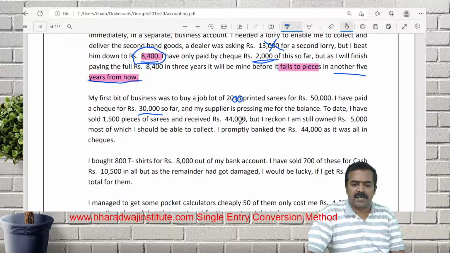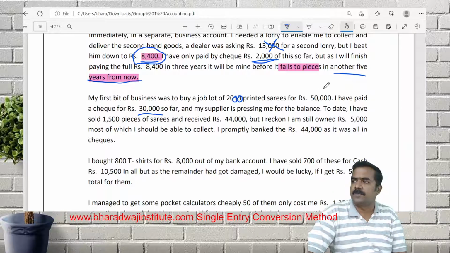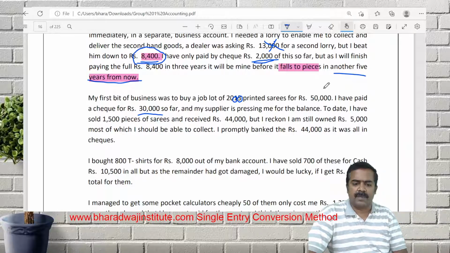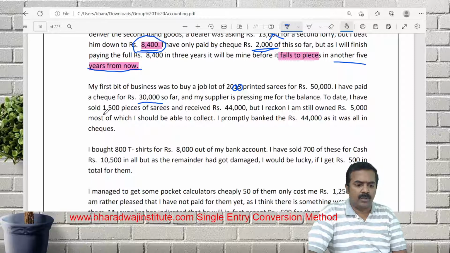My supplier is pressing me for the balance, which means creditors for sarees. Out of 50,000, how much has been paid? 30,000 has been paid. The supplier is pressing for the balance, which means 20,000 is outstanding. That is creditors. Till date, how much has he sold?